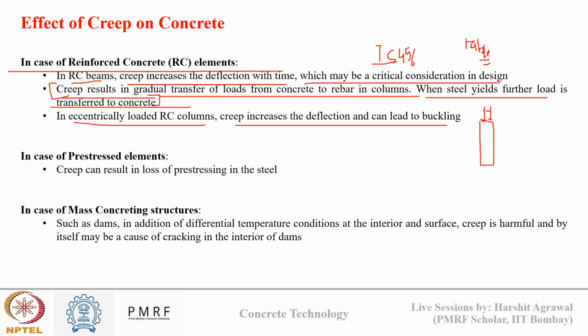So it gives rise to eccentricity. So this is E, this is P. So there will be a moment, a bending moment, that will be created inside the column. And if this load is maintained, then it will increase the deflection and can lead to buckling of my column.